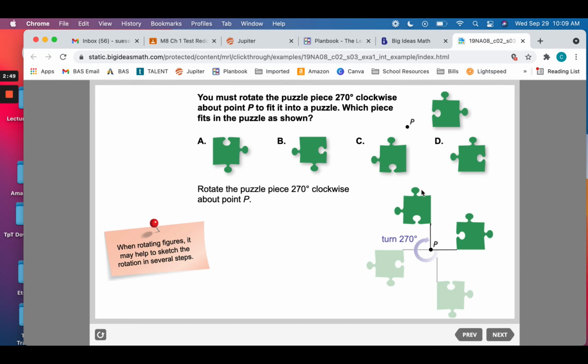So now which shape, A, B, C, or D, fits this one? C. So the correct answer is C. Okay? Don't be afraid to sketch this out if you need to, guys. All right, go ahead and do the try-its.